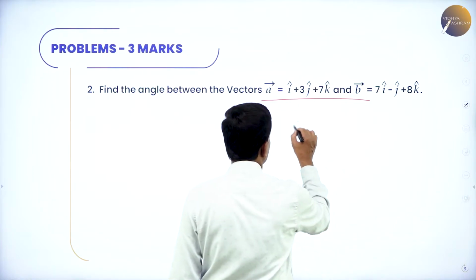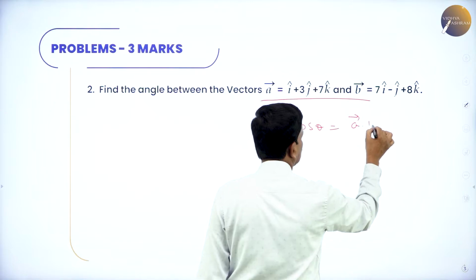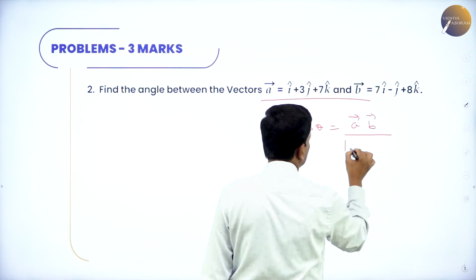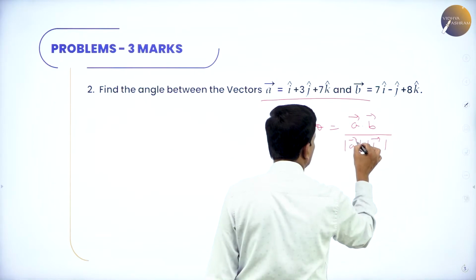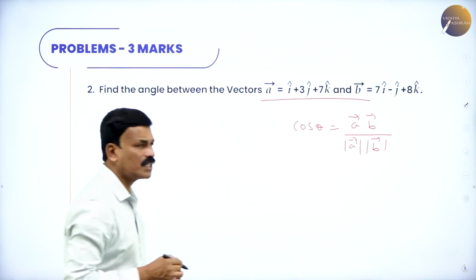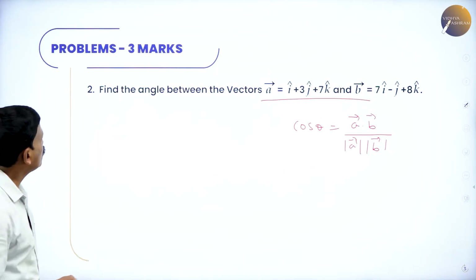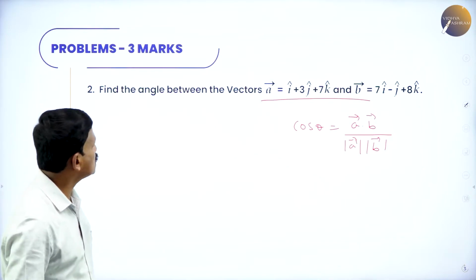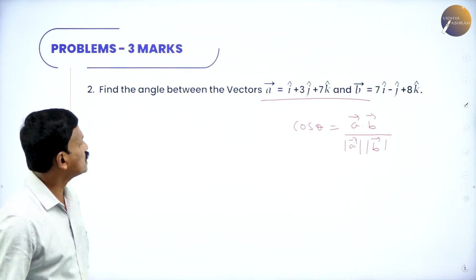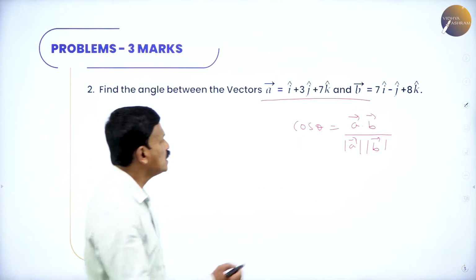So you know the formula for the angle of intersection between the vectors is the same, where cos theta is equal to A dot B divided by length of vector A into length of vector B. So dot product of vector A dot B divided by length of A into length of B. Let me come to the problem. Find the angle of intersection between the vectors. Angle between the vectors A equal to i cap plus 3j cap plus 7k cap and B equal to 7i cap minus j cap plus 8k cap.